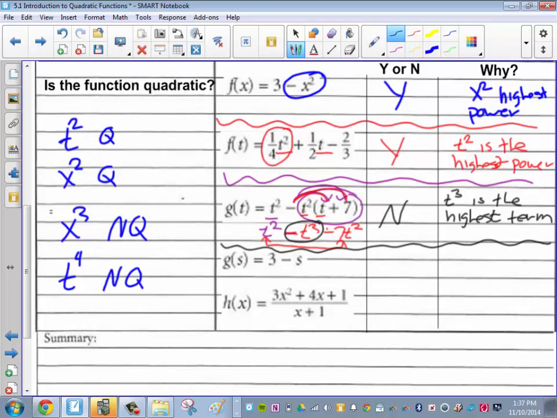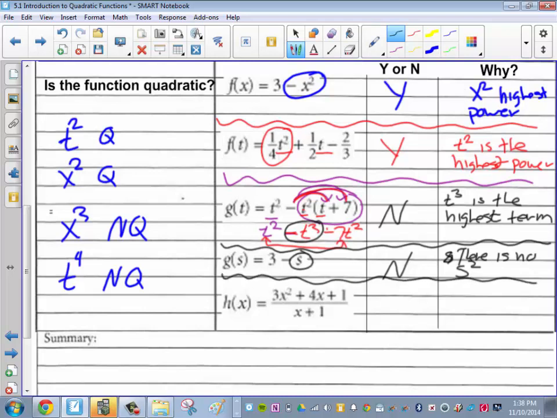Here we got 3 minus s. Is that quadratic? Well, no, it's not quadratic. The highest degree term is s. So therefore, there is no s squared term, right? And here, the last one. Here, this one. These are tricky. Let's take a look at this one.